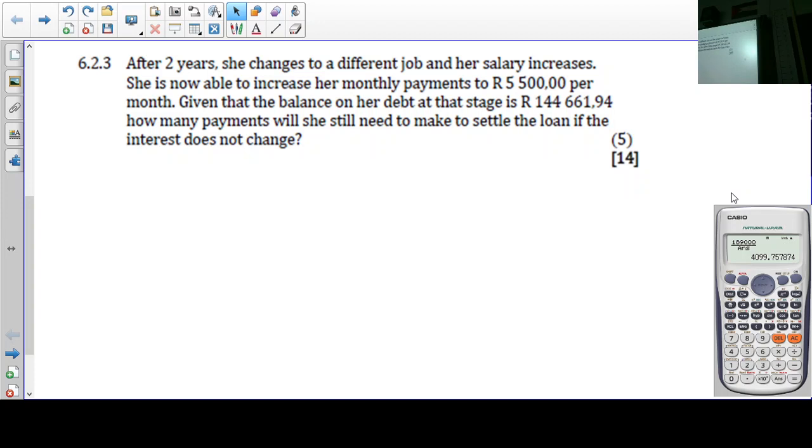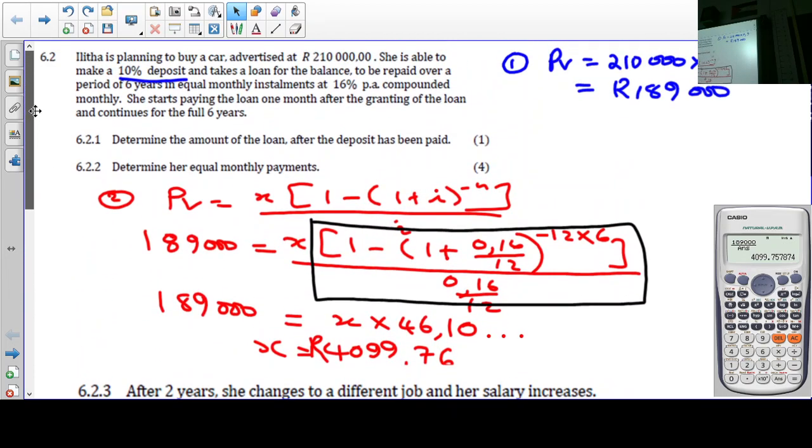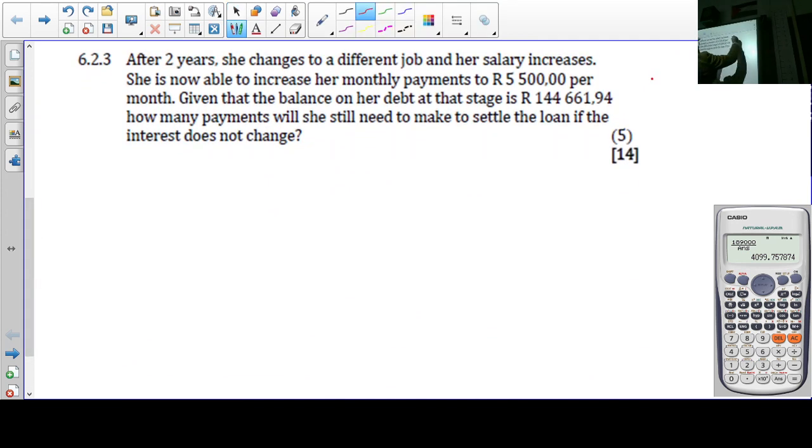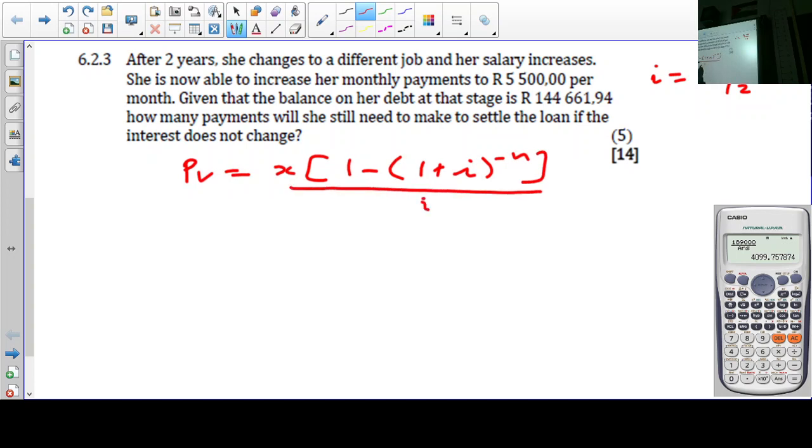They want to know how many payments she will still need to make to settle the loan if the interest does not change. So the interest does not change. We have to consider the previous interest, which is 16% compounded monthly. That's coming from the previous question, or the introduction to the sum. Since it's payment, again PV. So PV is going to be x into 1 minus, you don't have to write the formula down again. Just writing it, so when we do our substitution, you can see what we have.